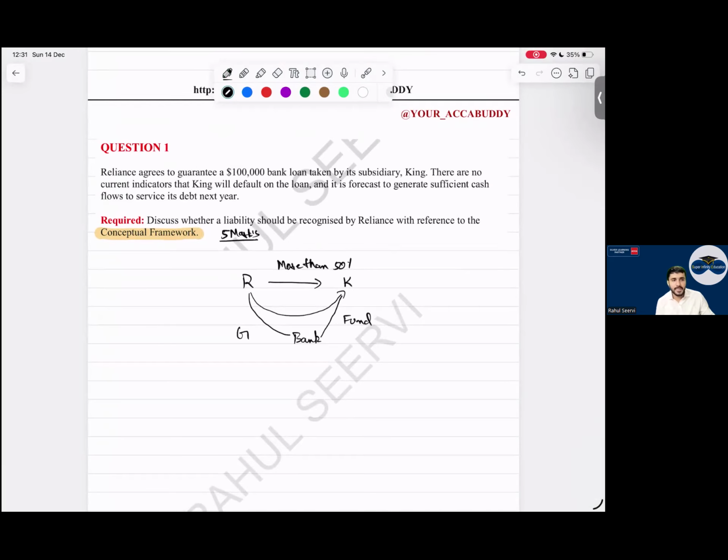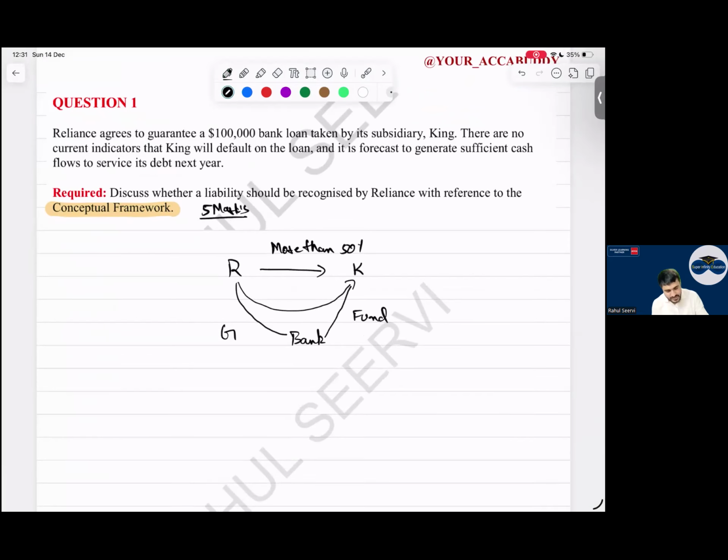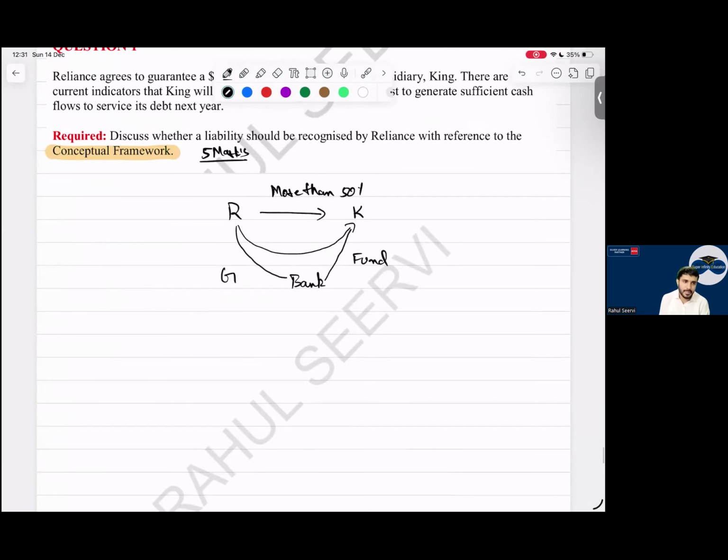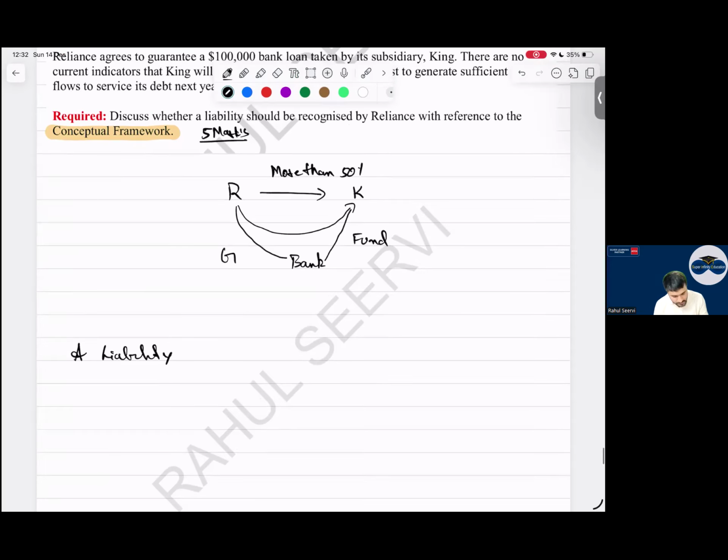Now how will you start the answer? Which element is this? This is an element of liability. So what will I say here? A liability will be recognized when? Will be recognized in financial statements.